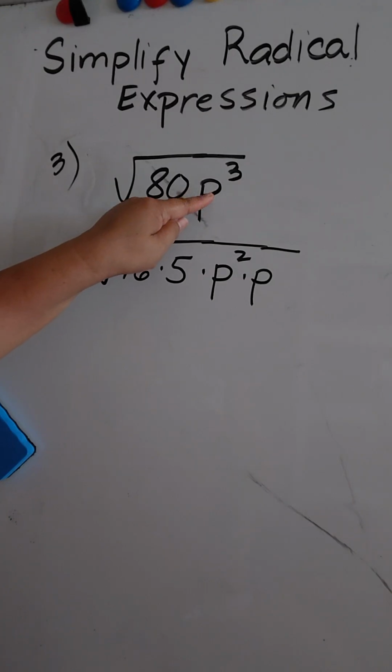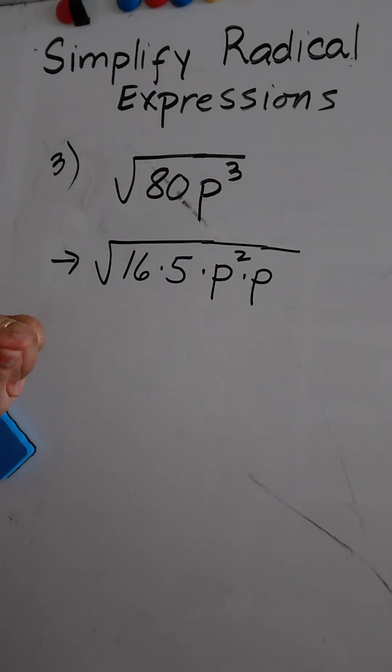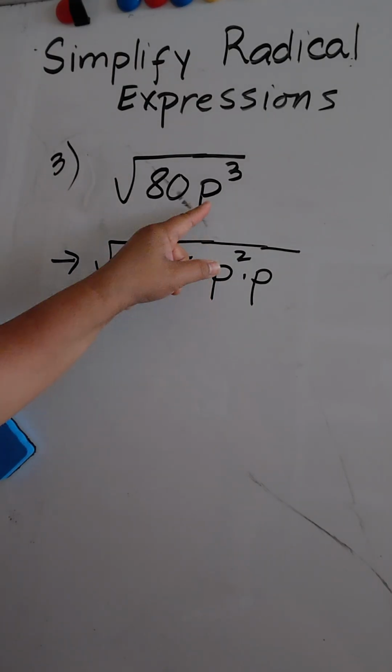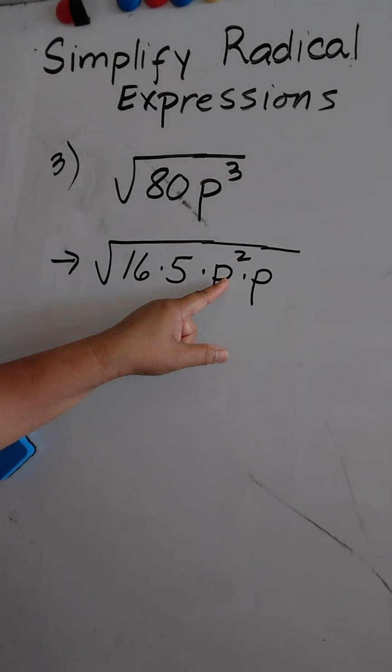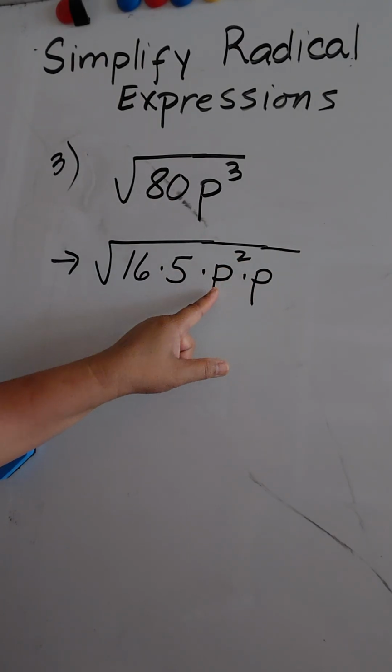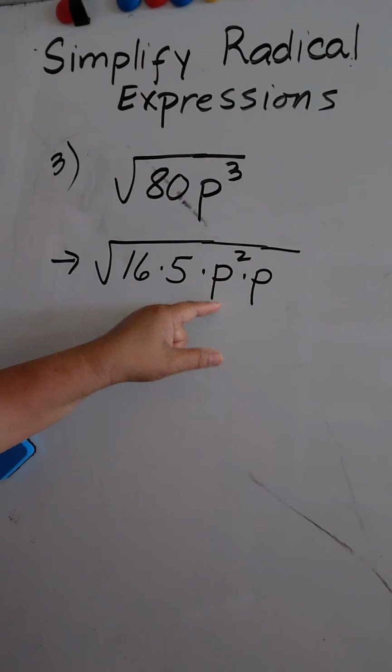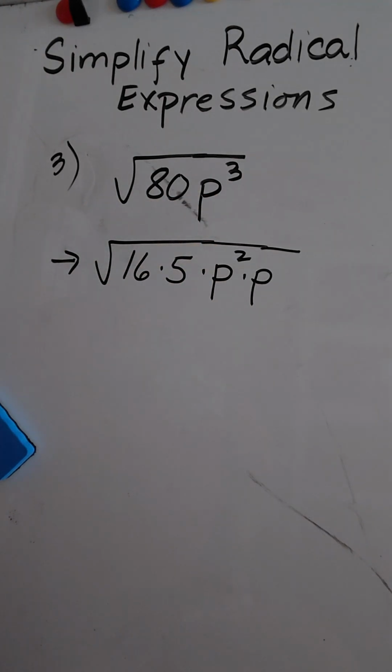Now this one, p to the power of 3. Remember the multiplication rule that we have: when we are going to multiply the same variable, we have to add exponents. So same thing, we just rewrite this p cubed as p squared times p. When you are going to multiply the same variable, simply add, so it will come out this way. Okay, so let's rewrite this.